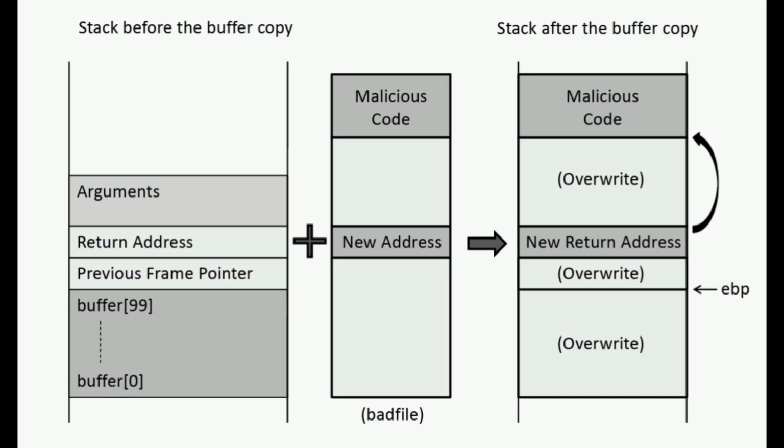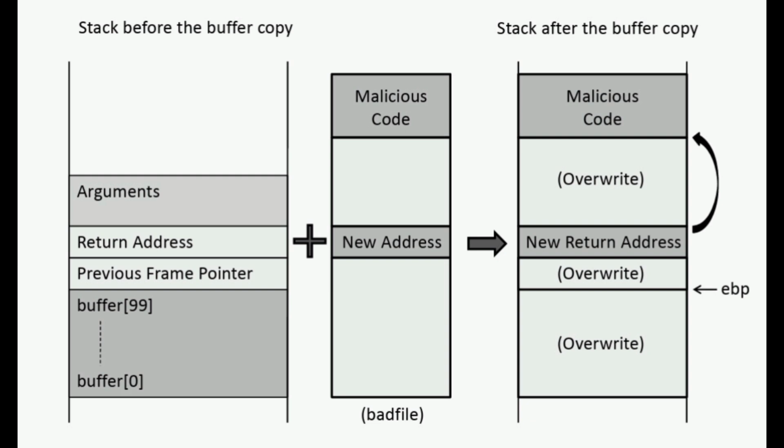This image depicts a buffer overflow attack where an attacker injects malicious code into the stack memory of a vulnerable program. This attack is primarily applicable to languages like C and C++, which allow direct memory manipulation. The left side image represents the stack before the buffer copy. The stack contains arguments, return address, previous frame pointer and buffer 99 to buffer 0, which represents a local buffer allocated in the function, typically an array or string.